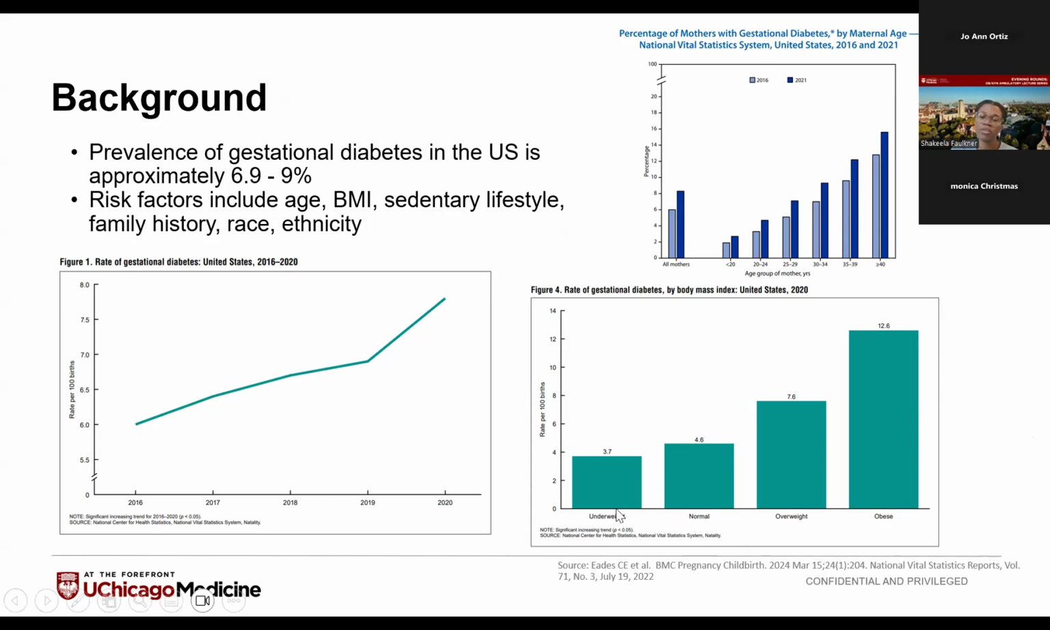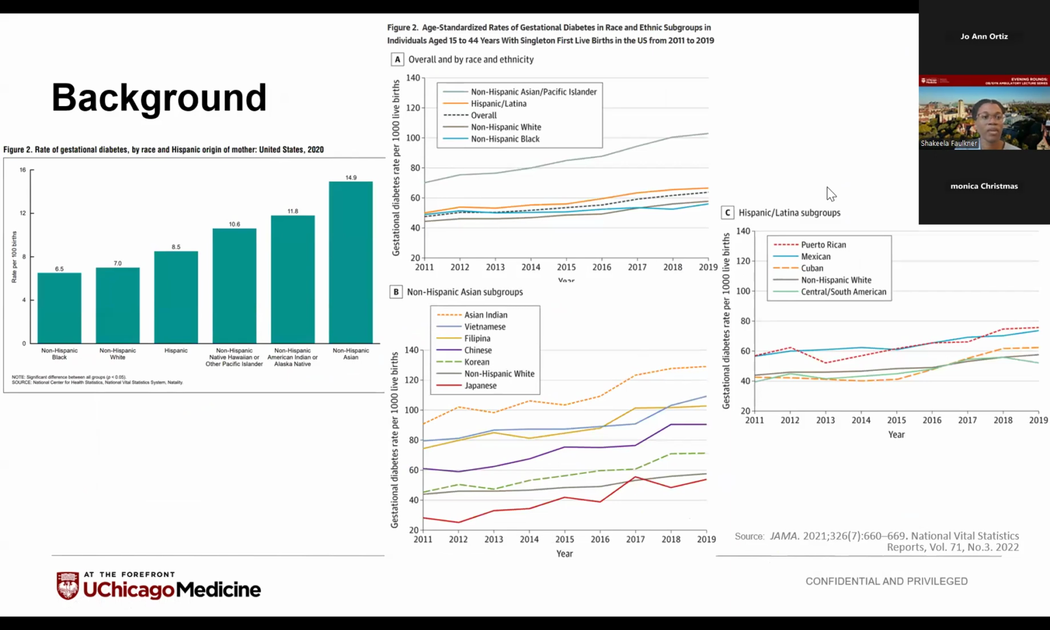Here, this graph is looking at the difference based on BMI. So again, 7th percentile probably fits with the overweight category, but once you get into patients who are meeting criteria for obesity, that does significantly increase.